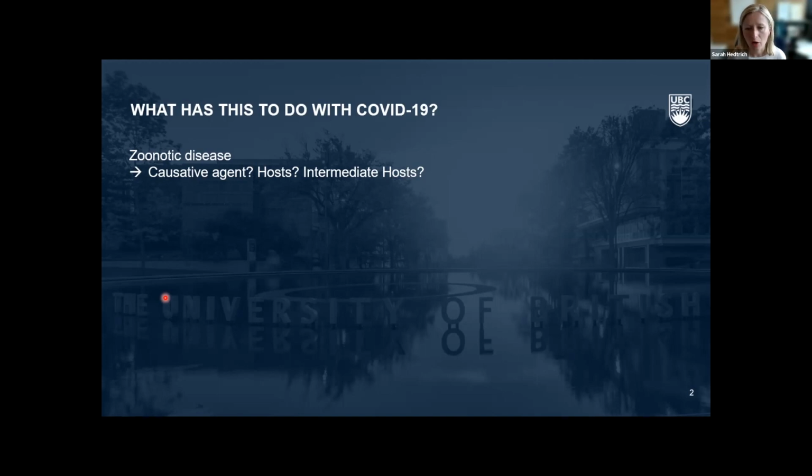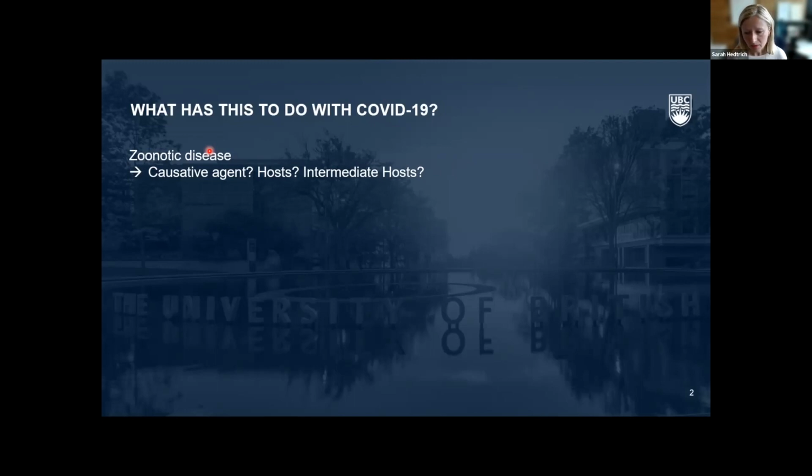At the beginning of every new zoonotic disease, or after the discovery of a new pathogenic virus or microbe in general, there are three key questions that need to be answered as fast as possible. Number one is, what is the causative agent? Number two is, what is the host? And number three is, what are the intermediate hosts? Although we were able to answer questions number one and number two fairly quickly, there's still some ambiguity around question number three. So what are the intermediate hosts?